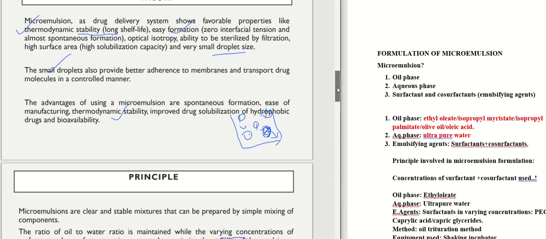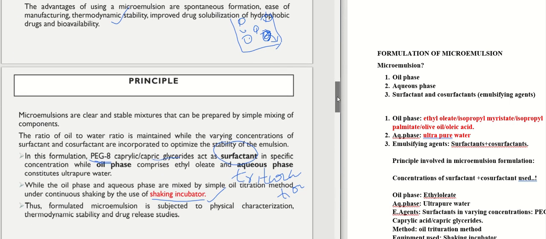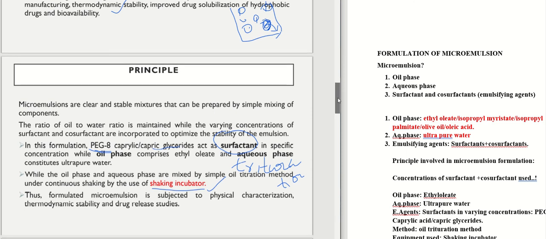Now let us see the principle involved in this experiment. Microemulsions are transparent, clear solutions, prepared by simple mixing of all the ingredients. The technique used in this formulation is the oil trituration method.